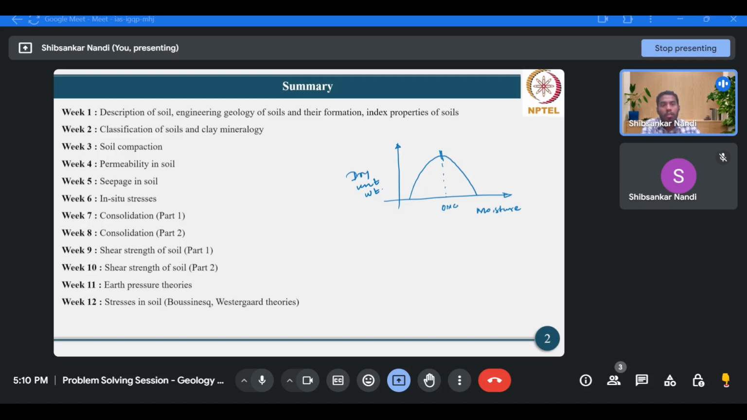However, once this optimum moisture content is exceeded, so if we add more water, or if the moisture content of the soil sample is still increasing beyond the optimum moisture content, then we have noticed a decrease in the dry unit weight. We have also discussed the feasible reasons behind this kind of behavior while we were learning soil compaction.